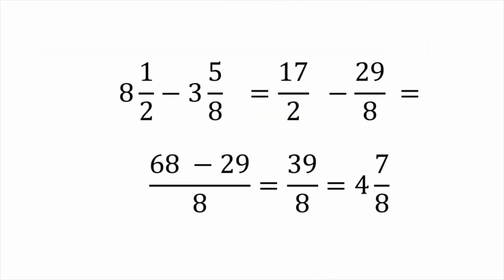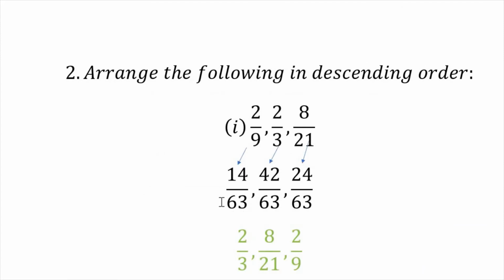Or we can also convert them into like fractions. So the denominator is going to be 63, which is the LCM of 9, 3 and 21. And the numerators are going to be their corresponding results, after multiplying both denominator and numerator by the same number to get 63. So these fractions will become 14 by 63, 42 by 63 and 24 by 63. So the order is going to be, like we have learned, 2 by 3, 8 by 21 and 2 by 9. This is the descending or the decreasing order.